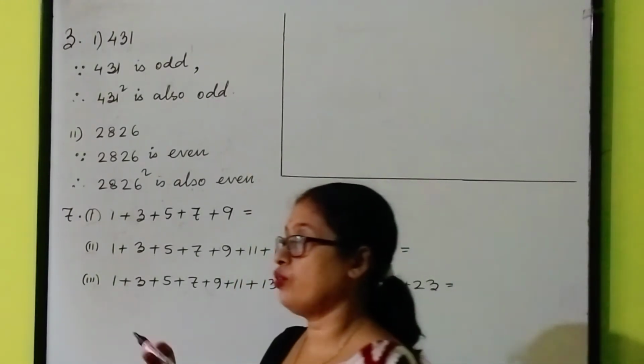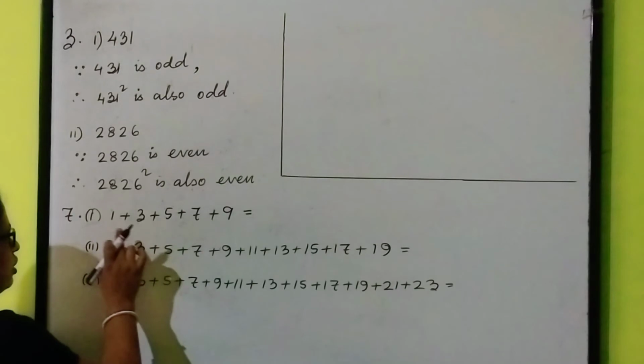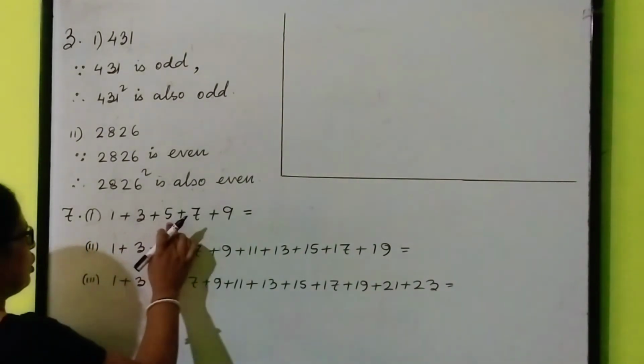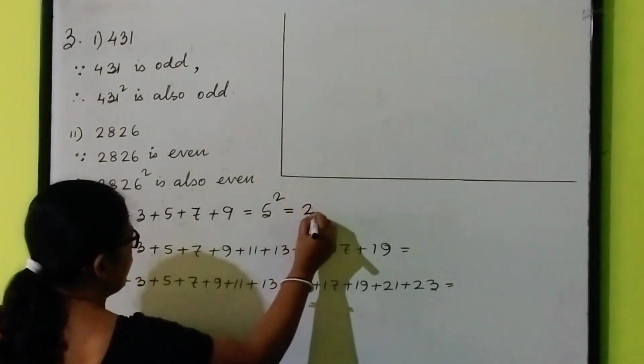Without adding, you have to find out the sum. Yes, without adding. You cannot add it. So what you have to write? The sum of first n natural numbers is equal to n square. Is it or not? 1, 2, 3, 4, 5. So it will be 5 square equal to 25.